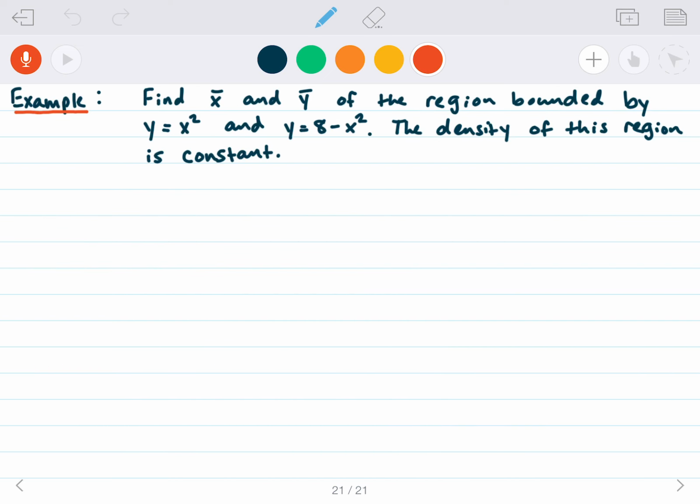Okay, let's do another example. Find x bar and y bar of the region bounded by y equals x squared and y equals 8 minus x squared. The density is constant again. Okay, so let's draw our picture first. We have two functions. We have a parabola, y equals x squared. And then we have an upside down parabola, y equals 8 minus x squared. So maybe something like this.